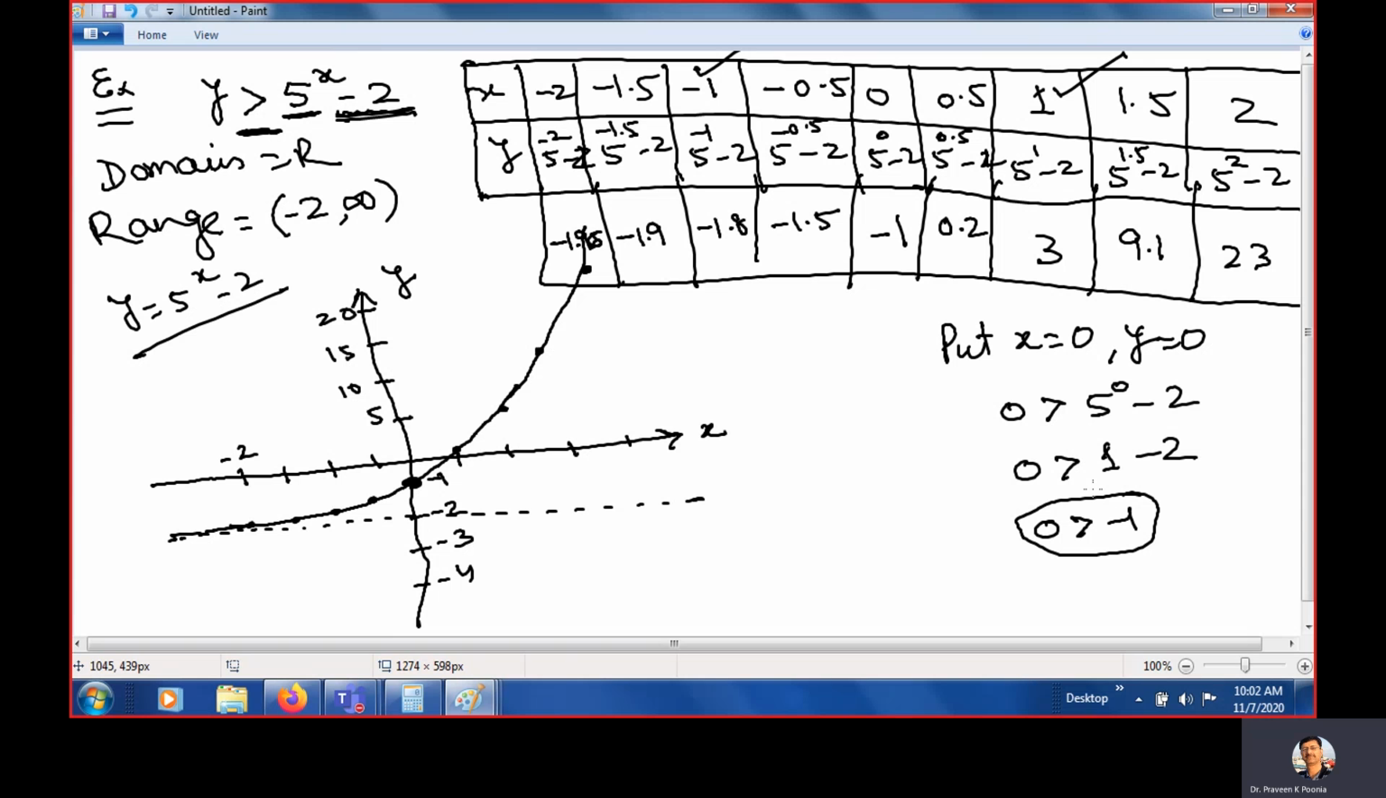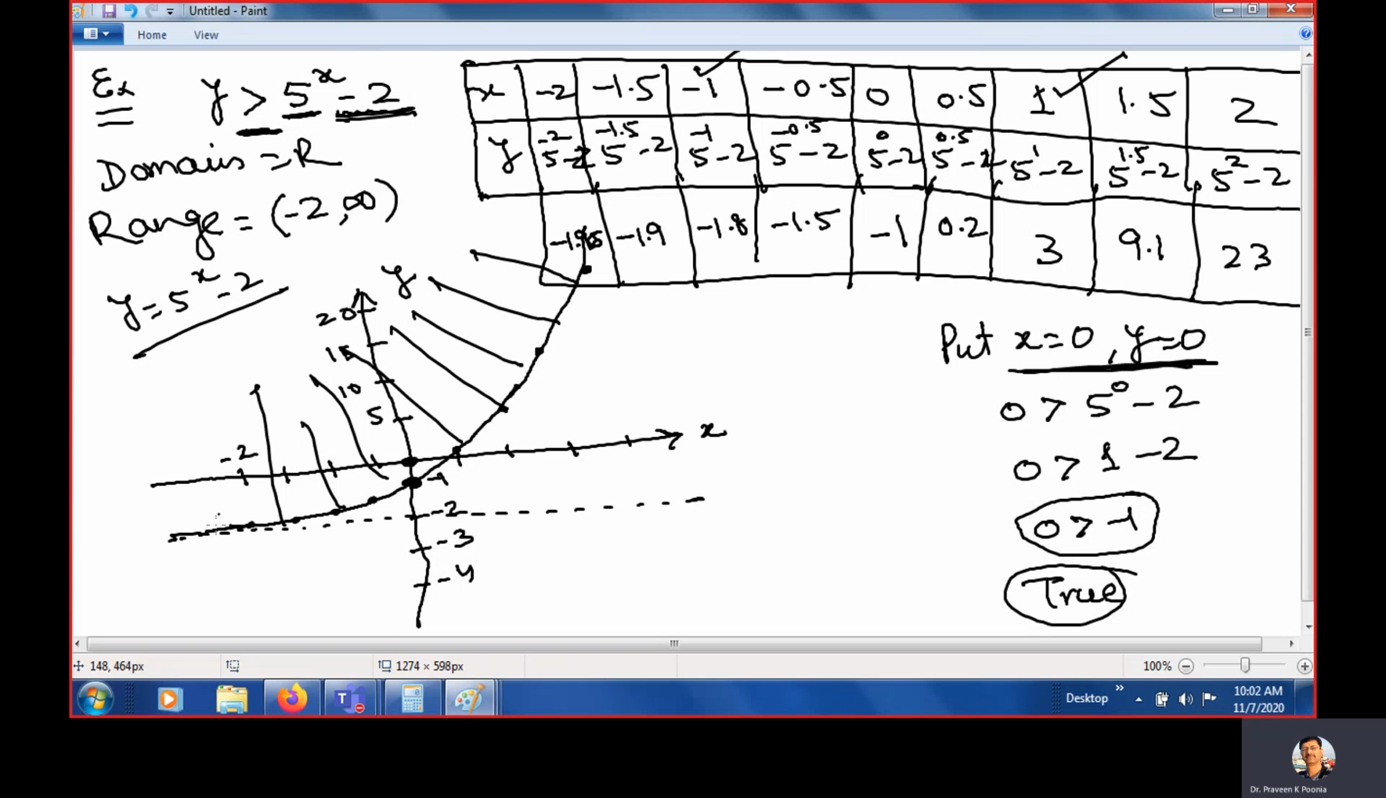If this is true, this point will be included in the region. If this is not true, then the opposite side will be the region. Clear? 0 is greater than -1. And my dear friends, this is true. 0 is always greater than any negative number. So it will be this region. This region will be the answer.